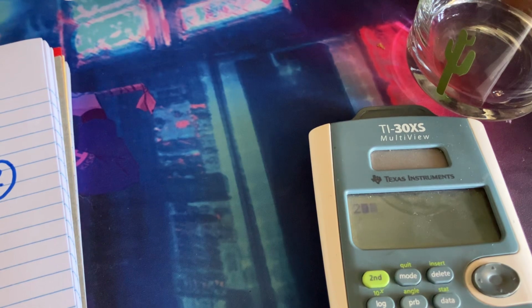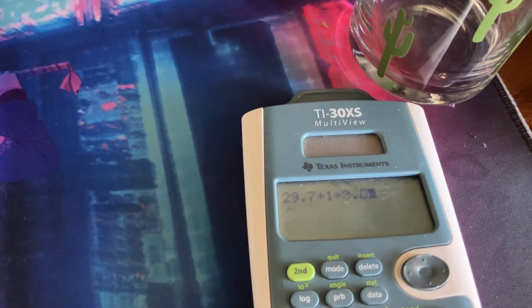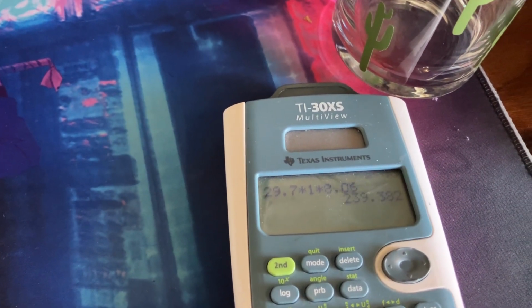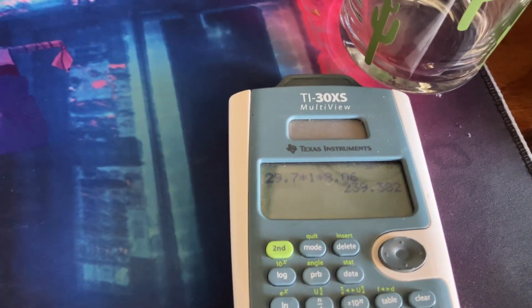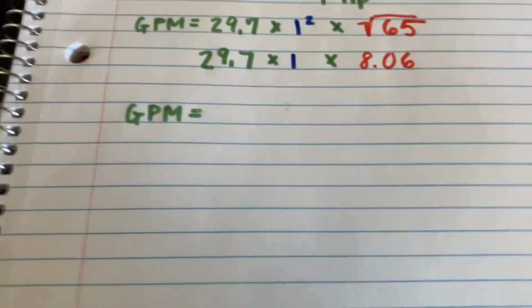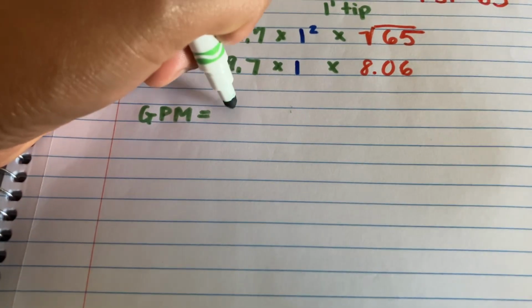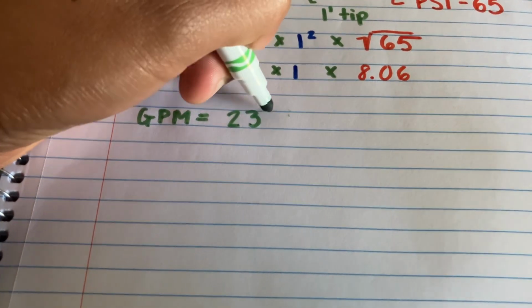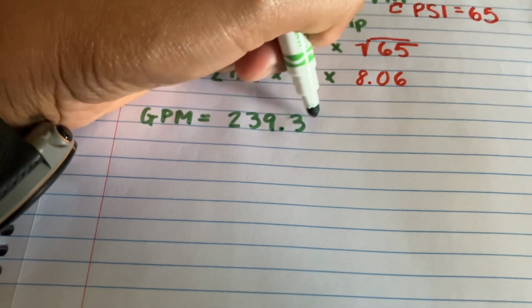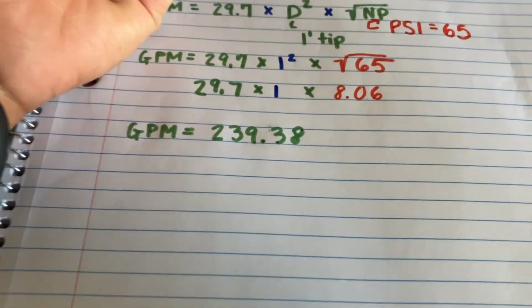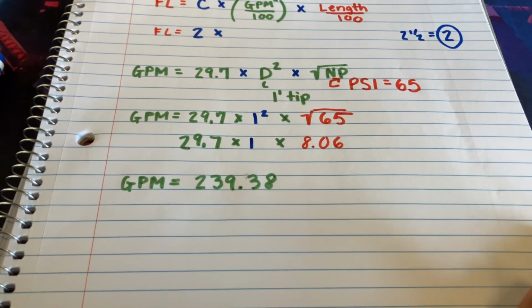So it's going to be your 29.7 times 1 times 8.06 is going to give us a GPM of 239.38. And remember, you don't need to use all the other numbers that come with it.